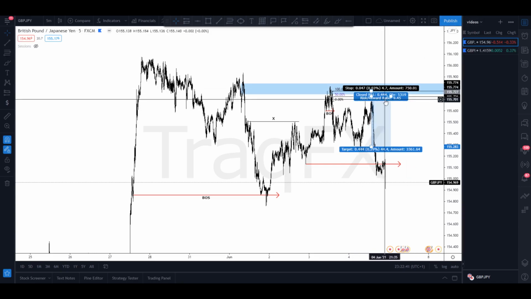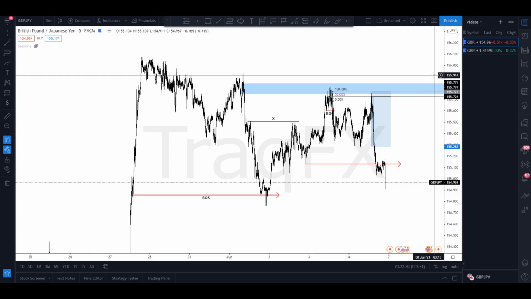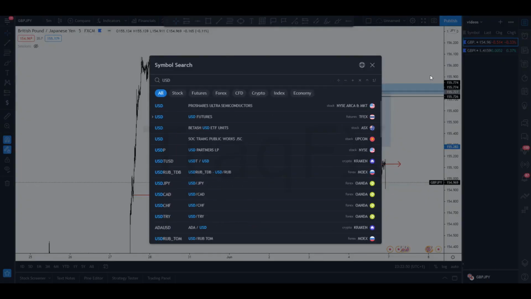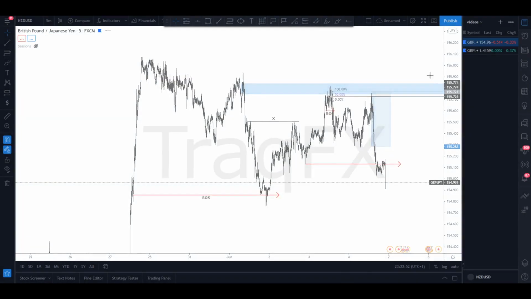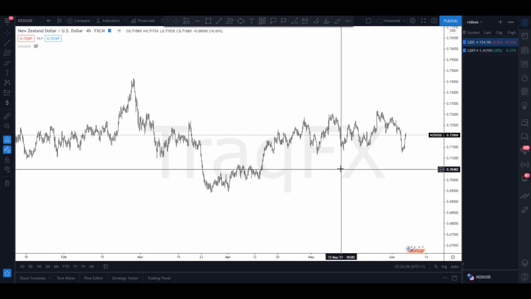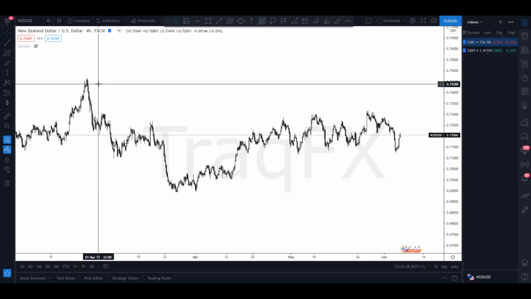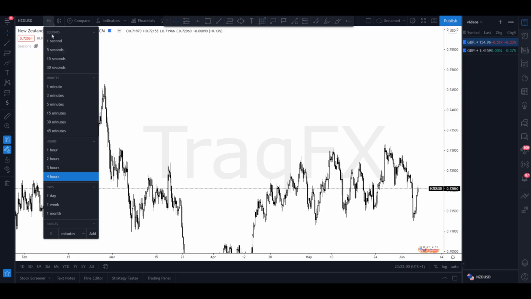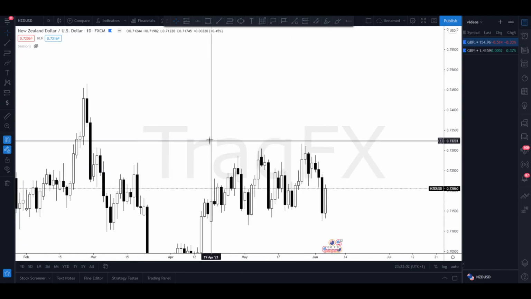Now, if you don't like looking for confirmation, this is for the people that don't like confirmation. I have something for you as well. So let's go to USD JPY. Let's go to NZD USD actually, because this is a potential trade I'm focusing on later on in the year. So if you don't like looking for confirmation and entries and you're not that type of person, I have something for you as well. Don't worry.